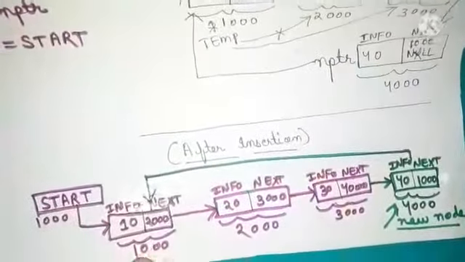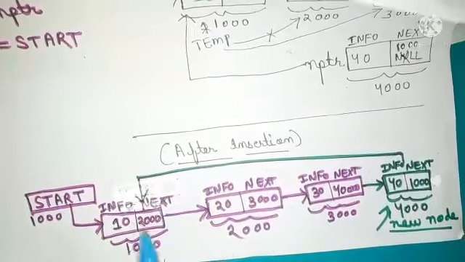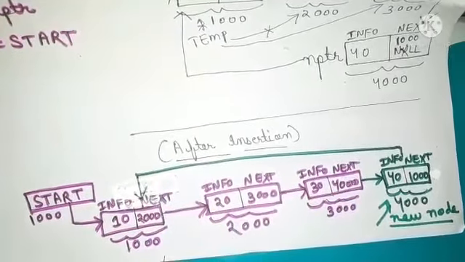After insertion, this list will be visible in this way. When you see this diagram, you will be much clearer.